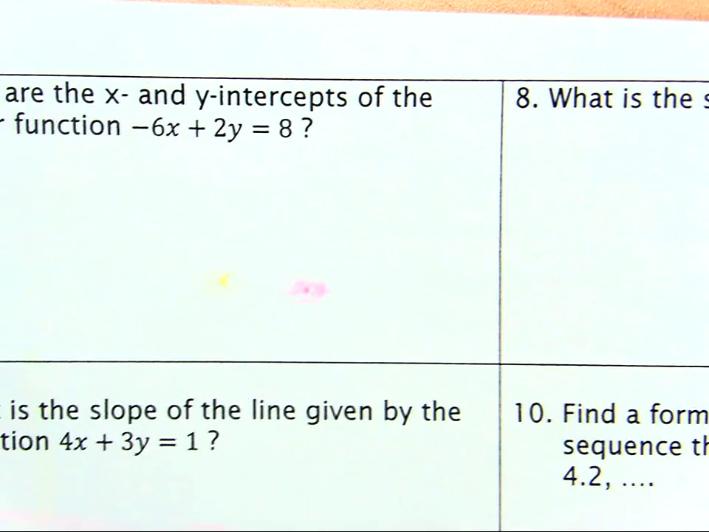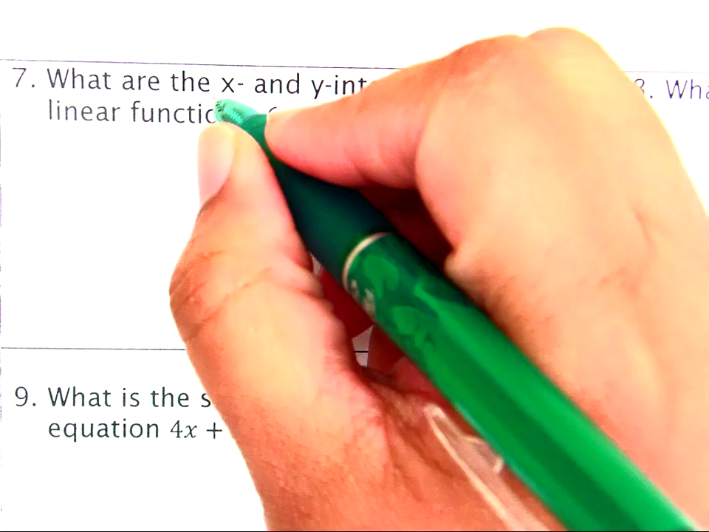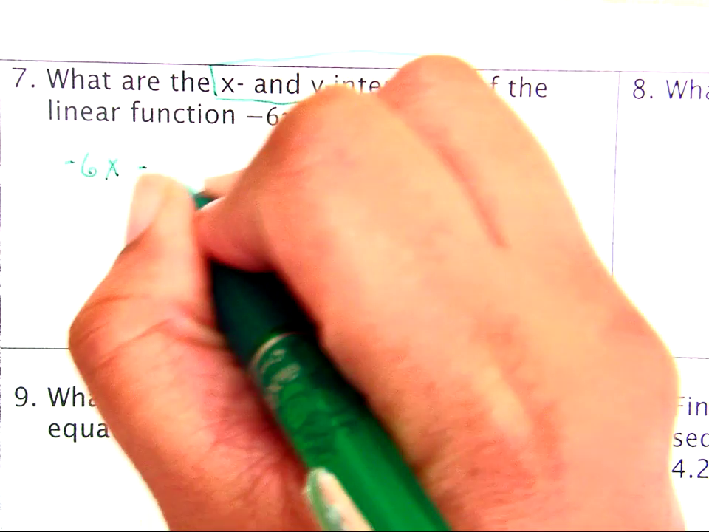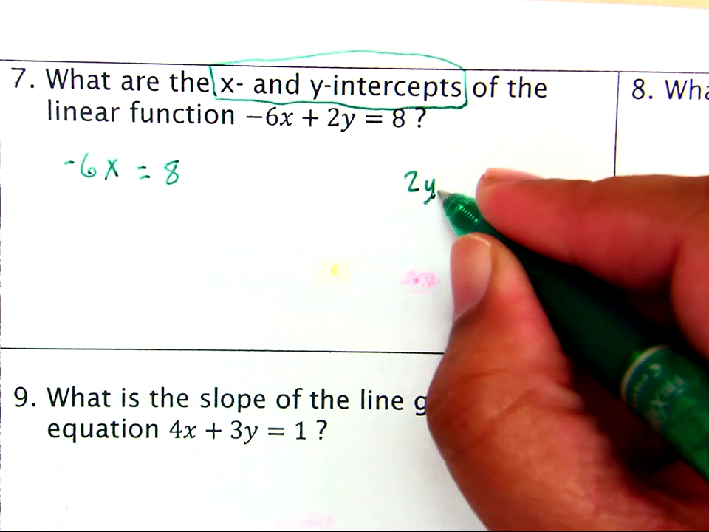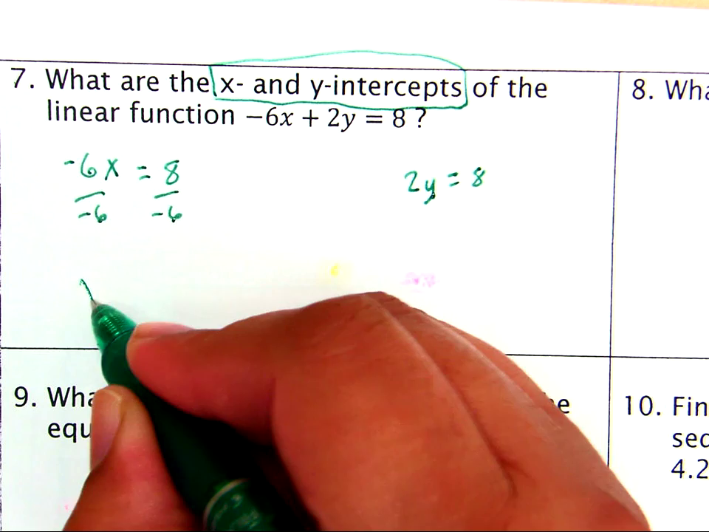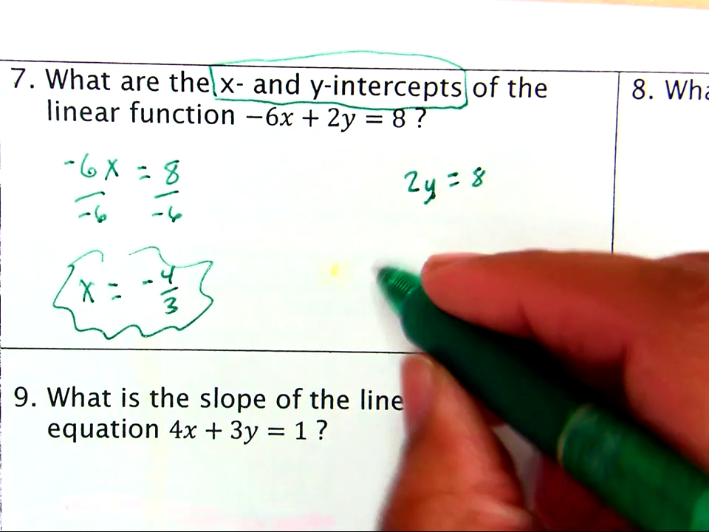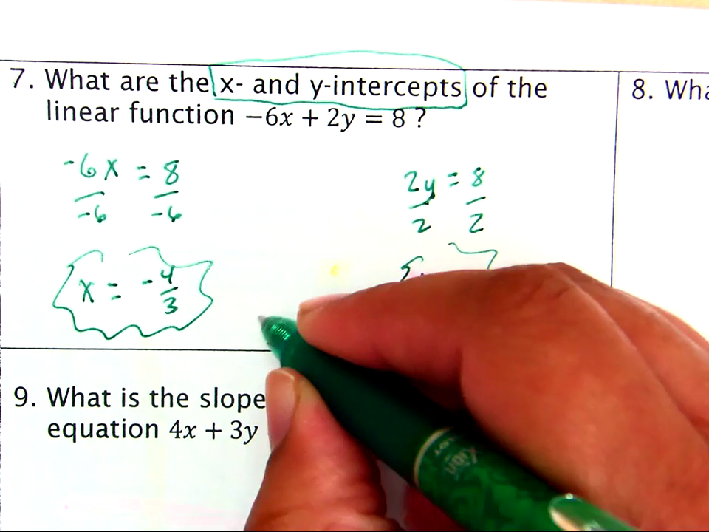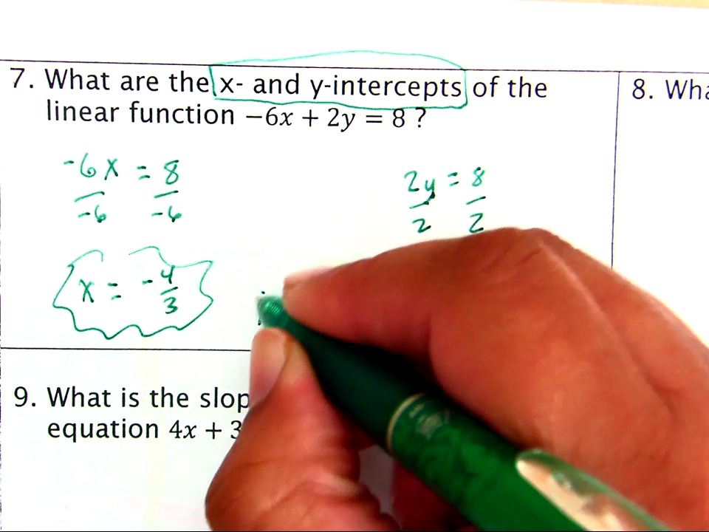Number 7. It's been a while since we did this. When you're looking for your intercepts, if y'all remember, this is where I made you write this. You're trying to find the x term, and you're trying to find the y term. You divide. So x is equal to negative 4/3, and that's the intercept. Divide by 2, divide by 2, y is equal to 4. And again, these are the intercepts. X-intercept, y-intercept. Well, the other way around.